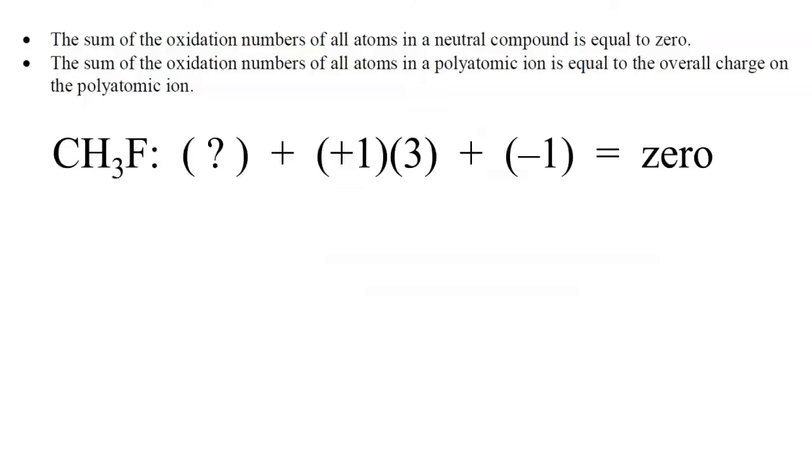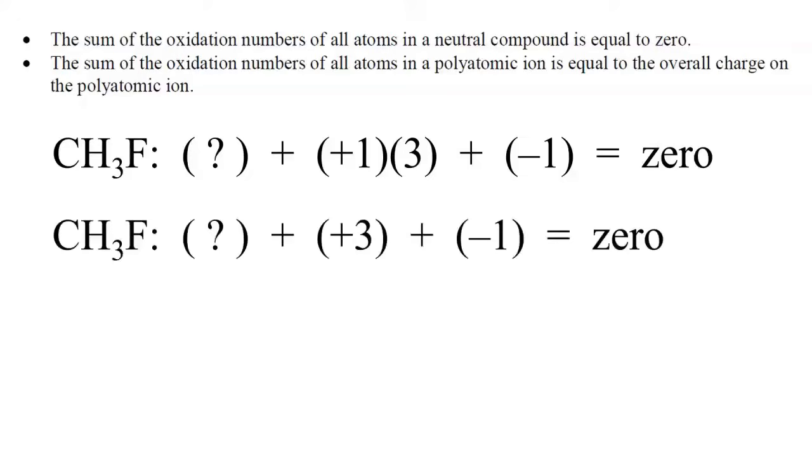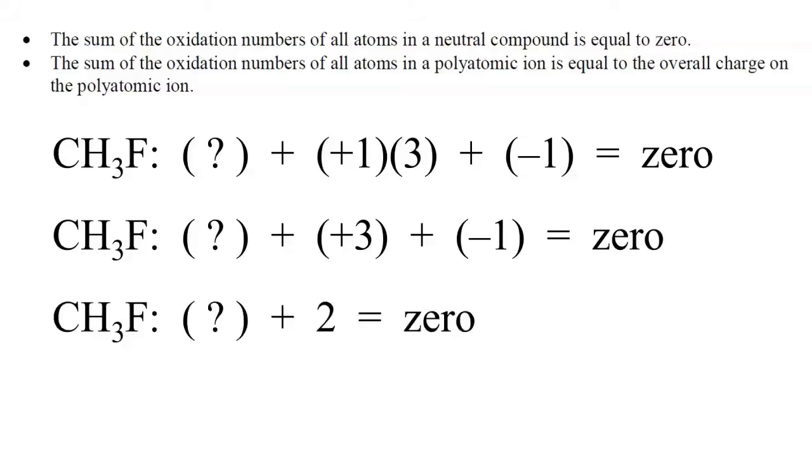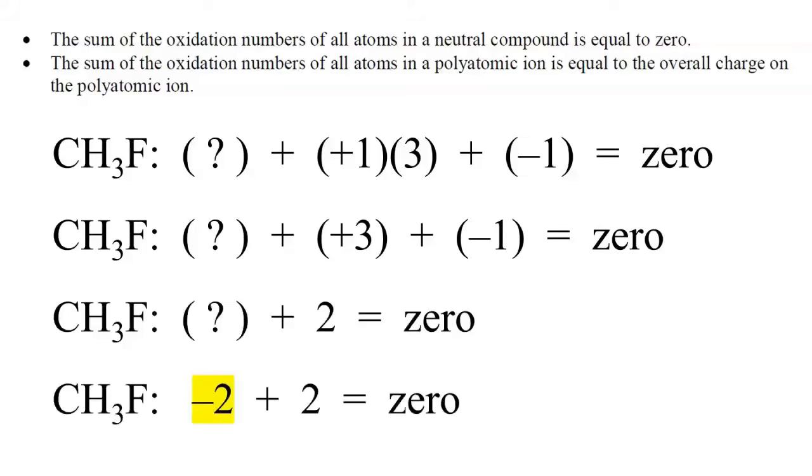All right, so CH3F. Carbon is unknown, that's why I put a question mark. Hydrogen is +1, and we have 3 of them. And fluorine is -1, and we have only 1 fluorine. But the sum of the oxidation numbers should equal 0. If I do the math, +3, -1, that would be a +2. That would force the carbon to, in this case, be -2 so that the sum of the oxidation numbers is equal to 0. I'm just trying to work out the math to help you see where that -2 comes from.